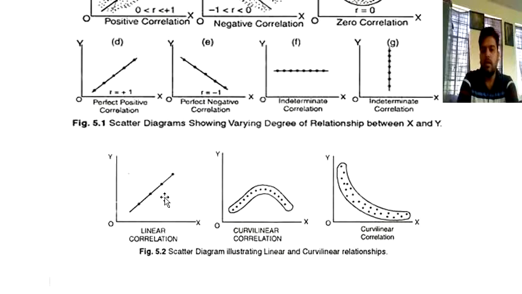Now there are two other types of correlation. One is linear correlation. In this case, what is happening here?